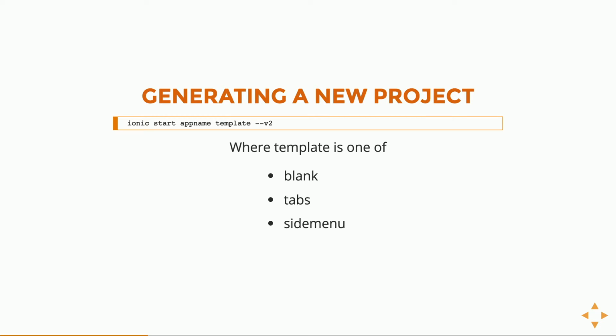Template can be one of three things: blank, tabs, or side menu. Blank is really just an empty web view with nothing really in it. And you've got your tabs and your side menu where you already have tabs and a side menu, of course. It's not a lot of explanation necessary there.